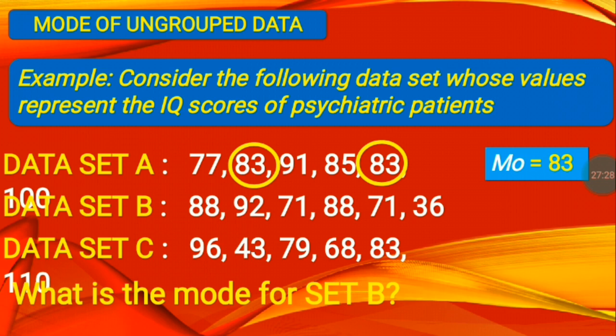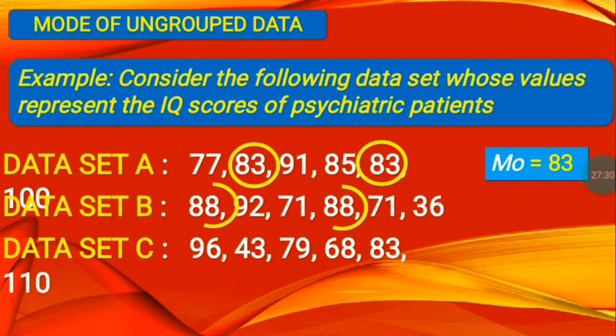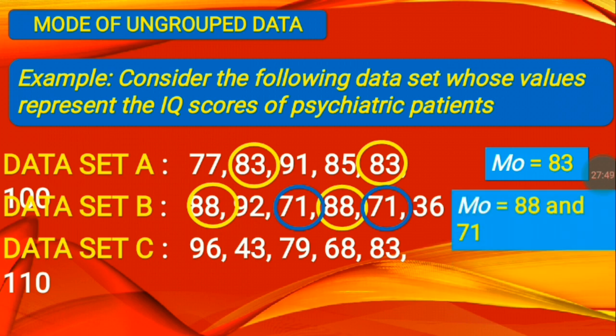What is the mode for set B? Okay, you have there 88 appears twice. However, we also have 71 that appears twice. So both 71 and 88 appear twice in data set B. So our modes would be 88 and 71. If we have two modes, we call it bimodal. And if we have three modes, we call it trimodal. And if it's more than three modes, we call it multimodal.